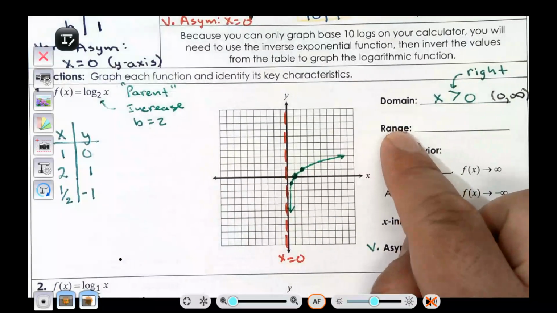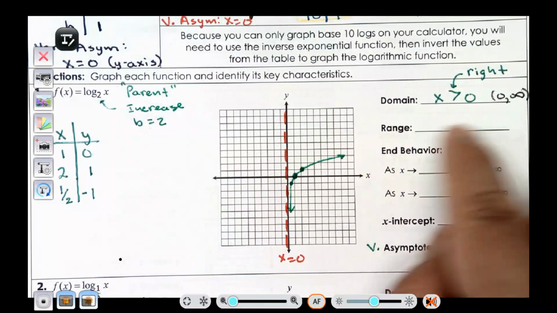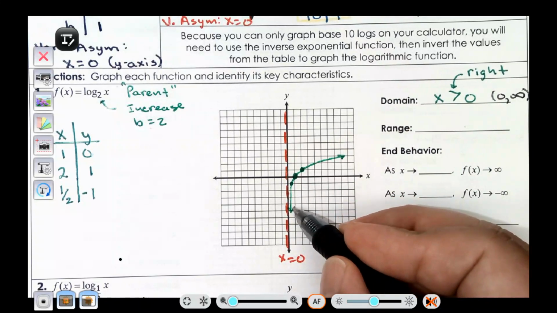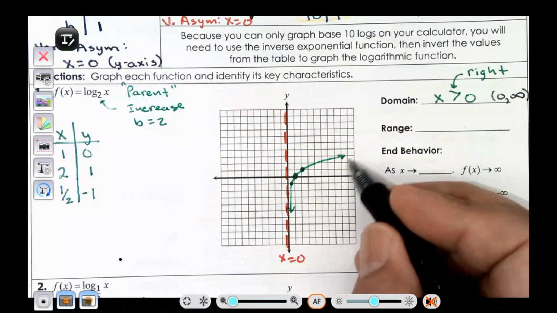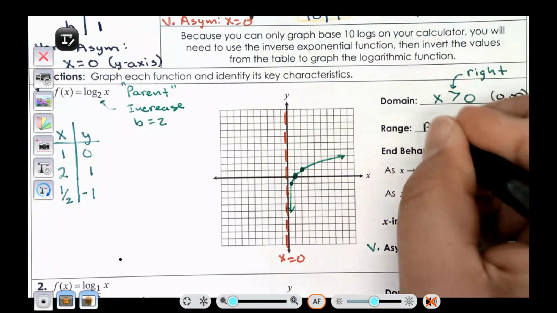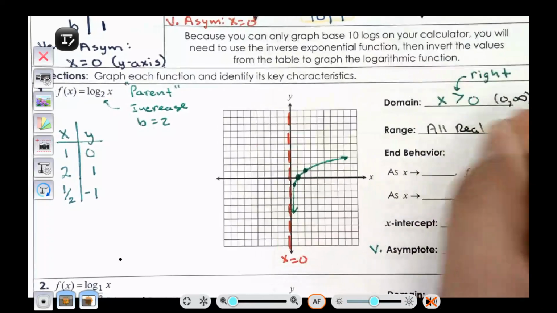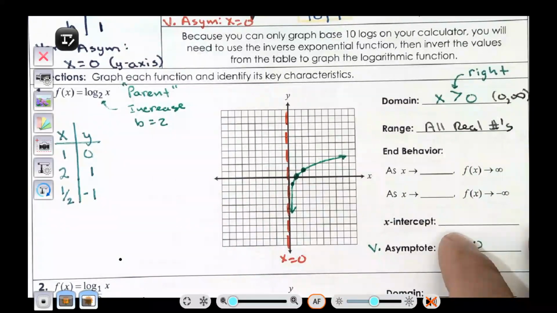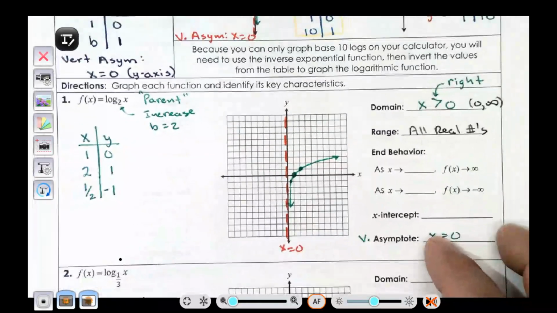Now, my range, when we were doing exponential functions, my range was the one that always had issues. But now look, does this graph go down forever? Absolutely. Does it go up forever? Yeah, very slowly, but it goes up. So my range is all real numbers. And remember, we have different variations of saying all real numbers. We'll go through all of them as we do this.